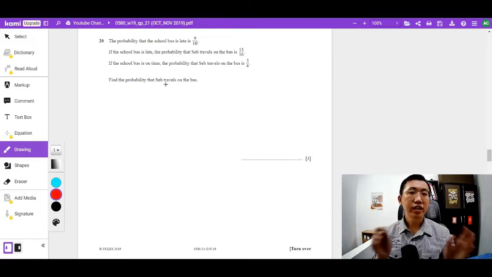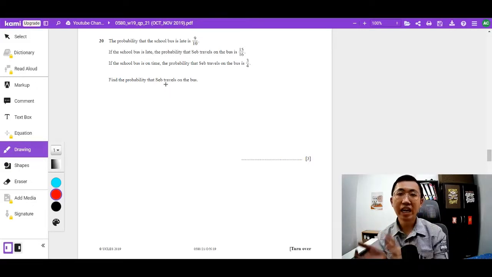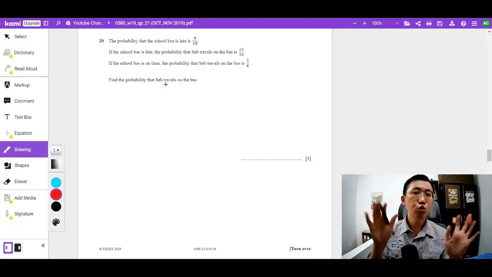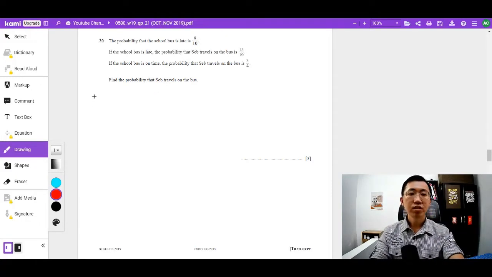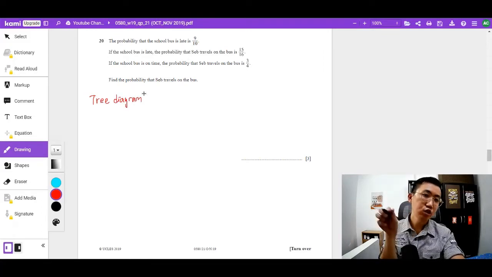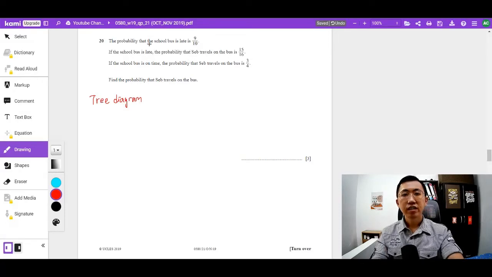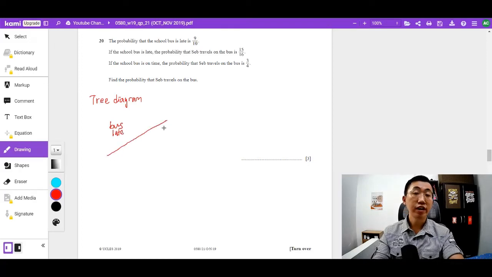Okay, so when you get a question like this, you can be late, you can be on time, always do the tree diagram, okay? So what do I mean by tree diagram? First step, you do line by line. So we read the first information that the school bus is going to be late. So you're going to write bus late. Draw a line like a branch.